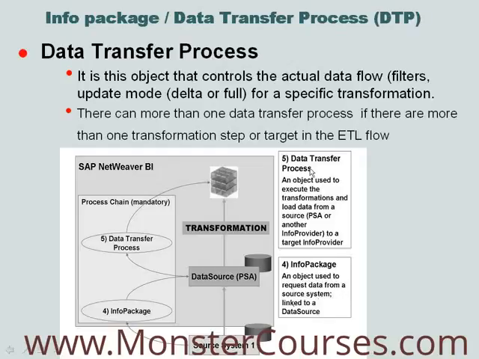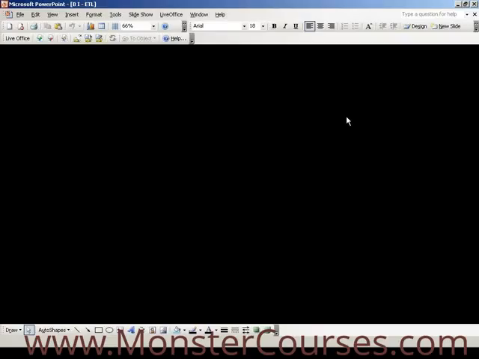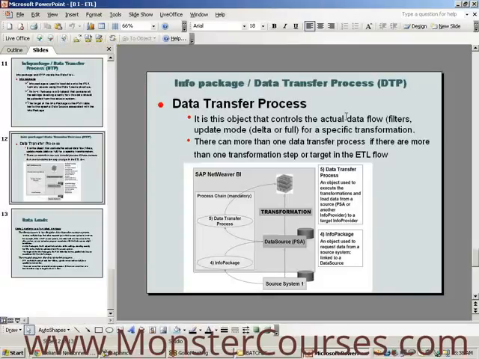Finally, the info package is the object used to request data from the source system linked to a data source. But the DTP is an object used to execute the transformation and load data from PSA to an info provider, or from one info provider to another info provider. This is exactly the basic ETL process. So finally, this is the basic process, right?